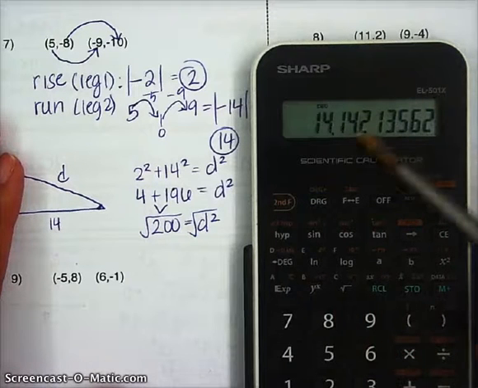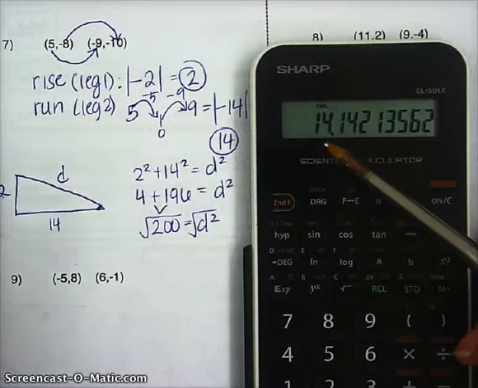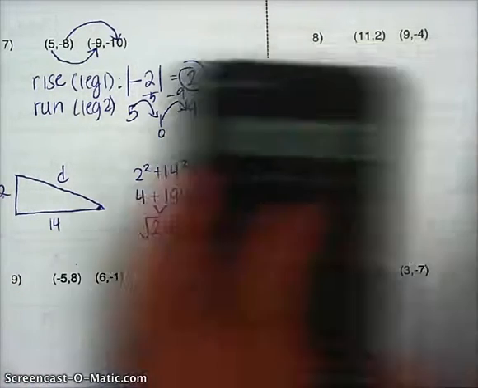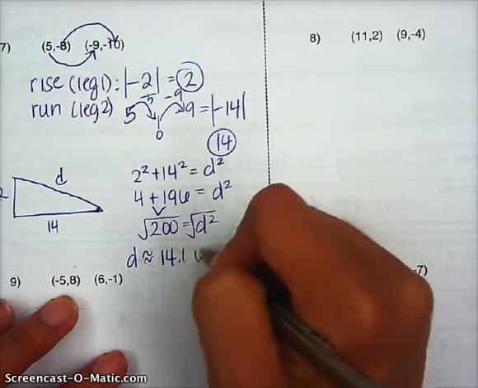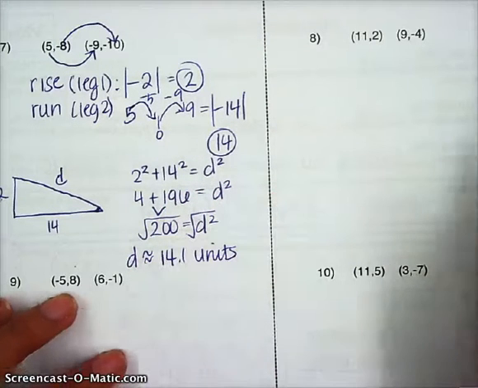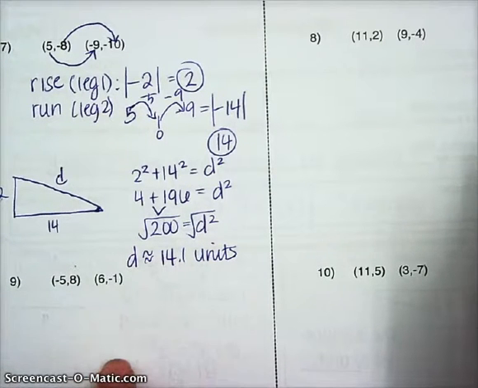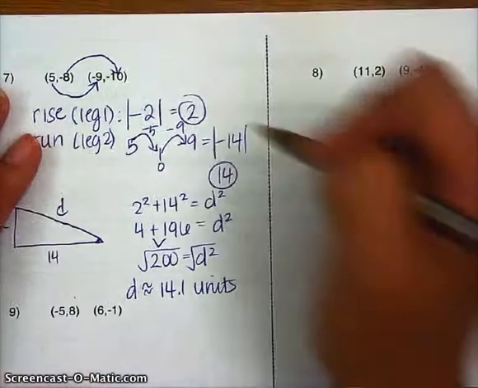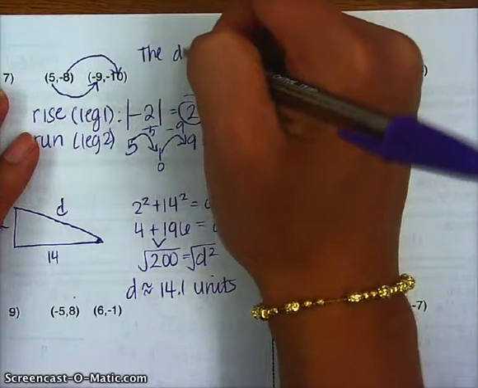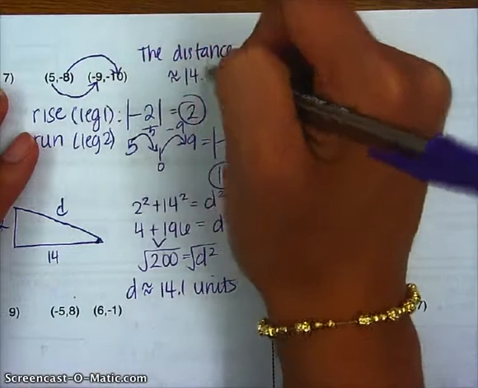If I'm asked to round to the nearest 10th, my answer would be exactly or approximately? Approximately 14 and 1/10. Perfect. I'm going to say d is approximately 14 and 1/10 units. And the reason why we say approximately is because we're using 3.14 as pi, and pi, we know, is irrational. It goes on forever. So that's why it's an approximation. So I'm going to write down the distance is approximately 14 and 1/10 units.